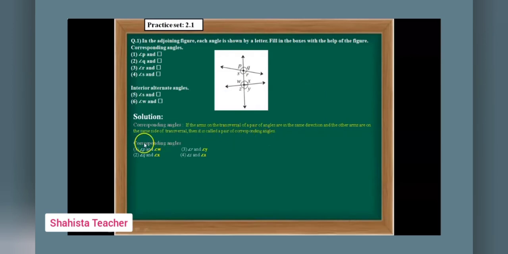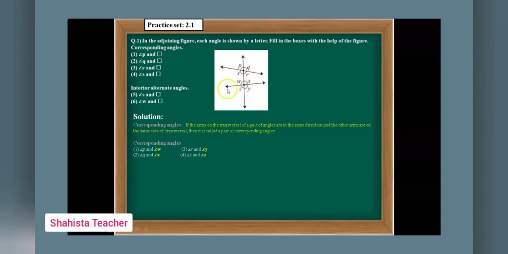So here, the pairs of corresponding angles, one by one we will write here. First, angle P. Angle P corresponds with angle W. So here we will write corresponding angles. Angle P corresponds to angle W. See, angle P, angle W. Okay. Now for angle R, angle R corresponds to angle Y.